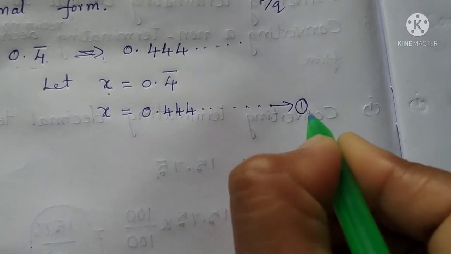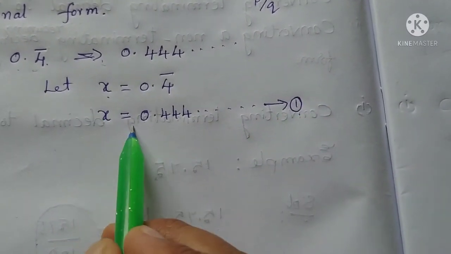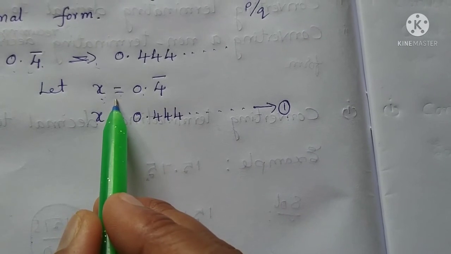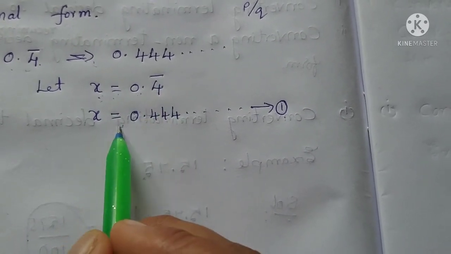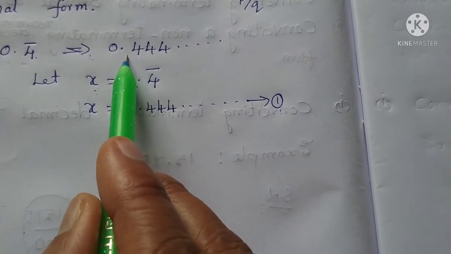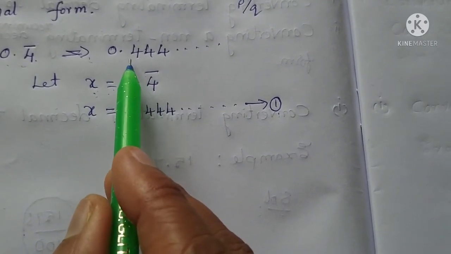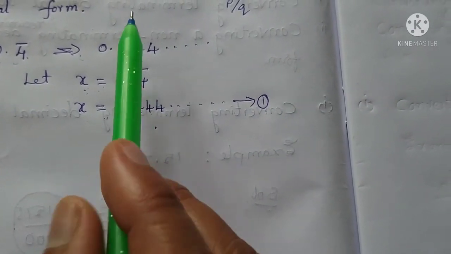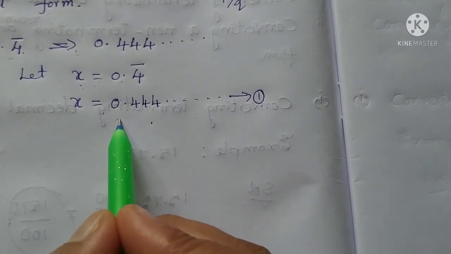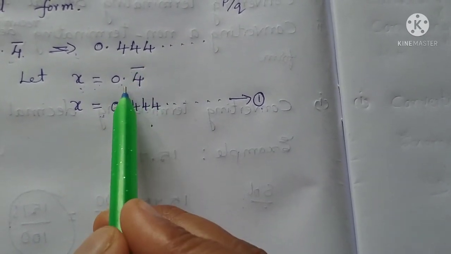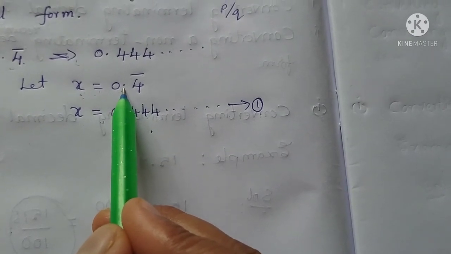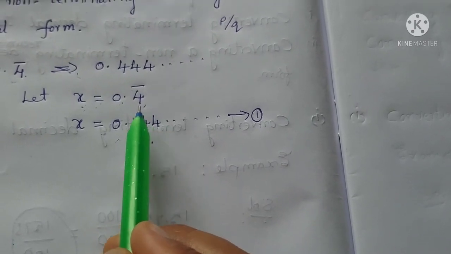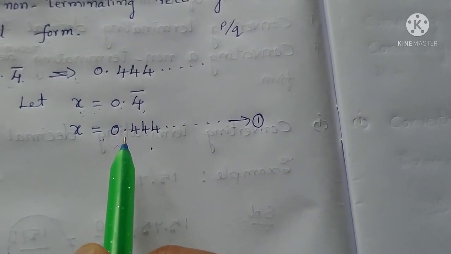We have to take equation 1. Understand here? Let us take x equal to 0.4 bar. So x is equal to 0.4, we should remove the bar and write 0.444 and so on. So this is equation 1. So here the periodicity of the decimal is 1. After the decimal point, how many decimals are there? 1 decimal. Understand here? So the periodicity of the decimal is 1.